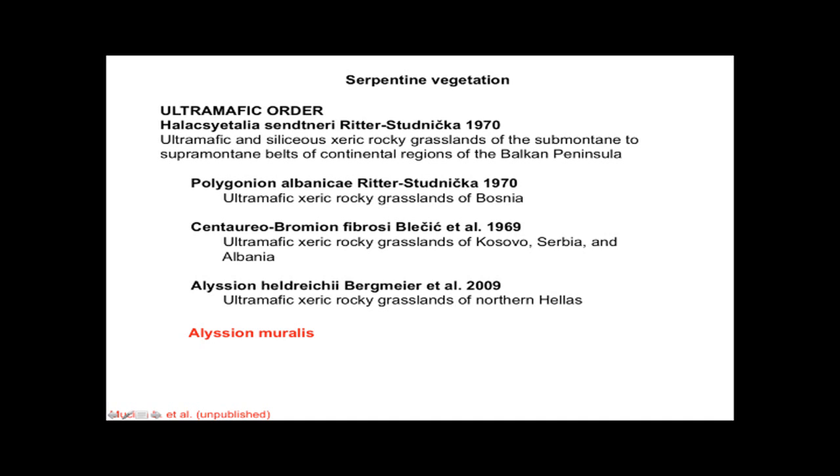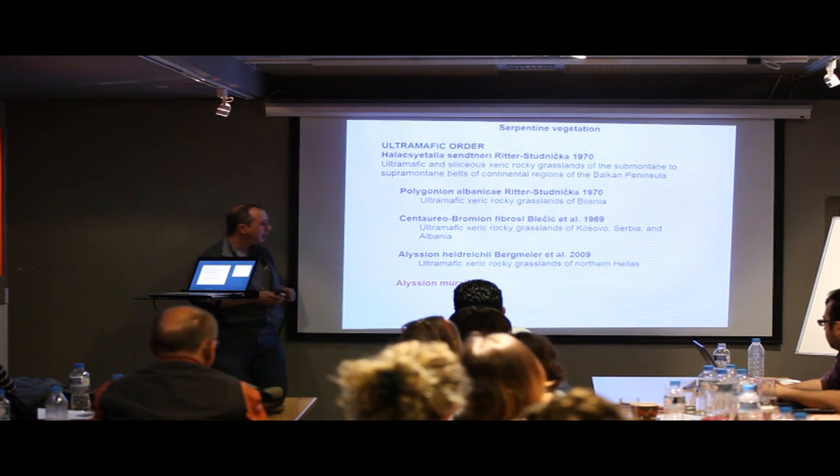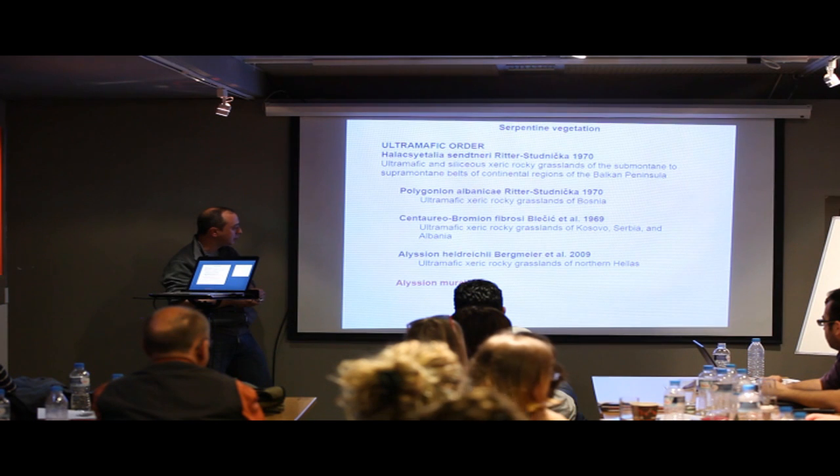a professor who worked in my laboratory has recognized another alliance, Alyssion murali, which, however, is not accepted by other colleagues, to include all the vegetation types in Greece growing on serpentine and dominated by Alyssum murale or Alyssum halacsyi, two characteristic Alyssum species of serpentine soils.